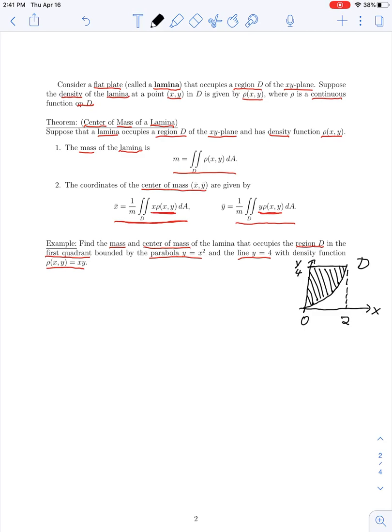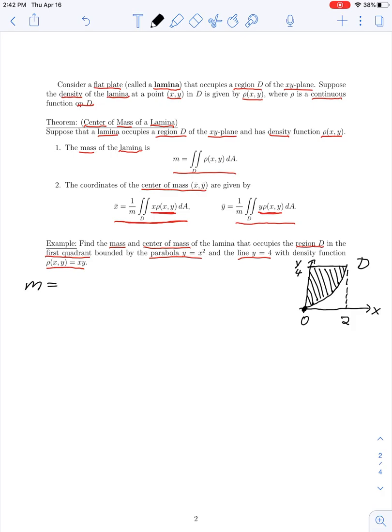So the larger that we make x or y, the more dense this plate becomes. So it's more dense moving outward from the origin than it is at points towards the origin. So if we're interested in finding the center of mass or the mass of this object, we can make use of a double integral. So first part of the problem asks us to find the mass.